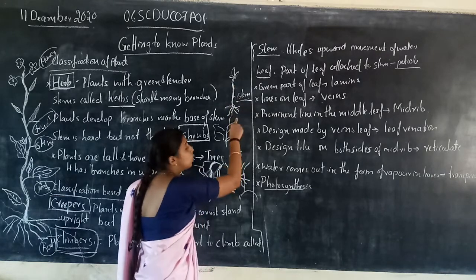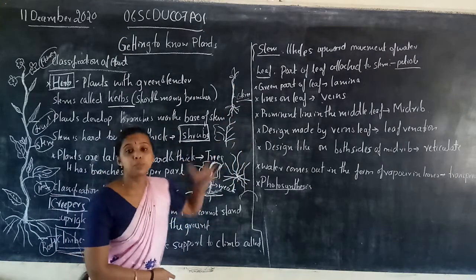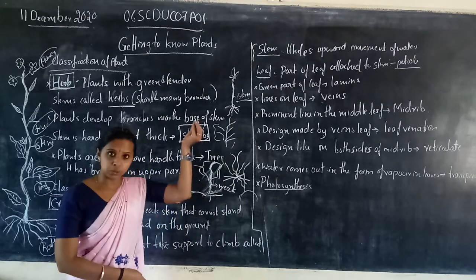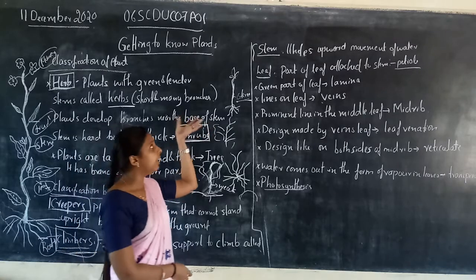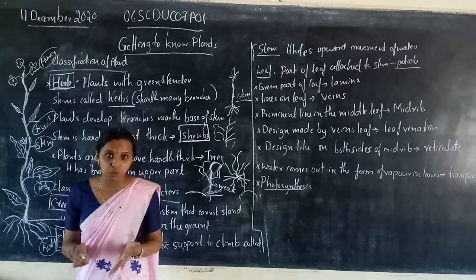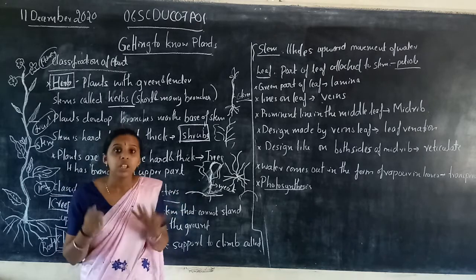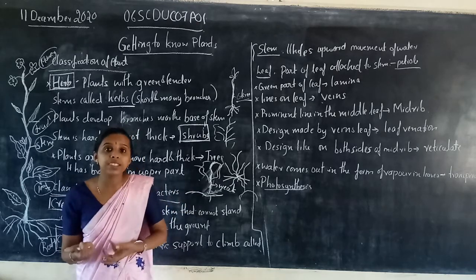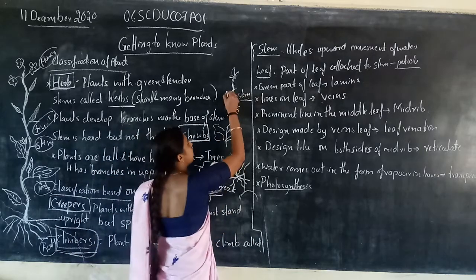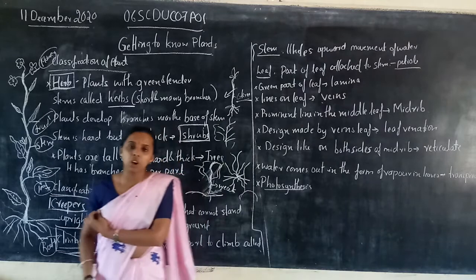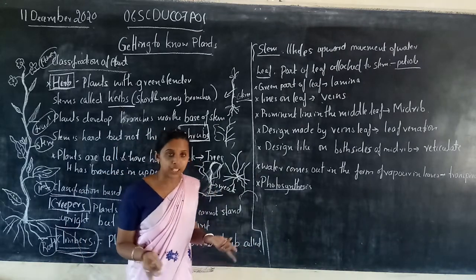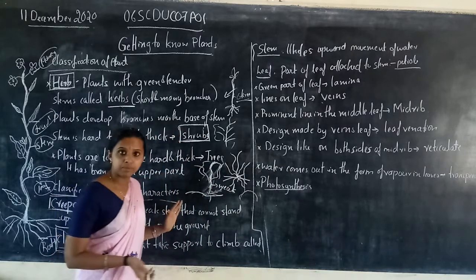Here the roots are there. These roots absorb the water, and the stem helps the upward movement of the water. Also, the food is produced by the leaf, right? The leaf produces food, which is transported to all parts of the plant through the stem. The food and water are transported all over the plant through the stem. So we studied about the stem.